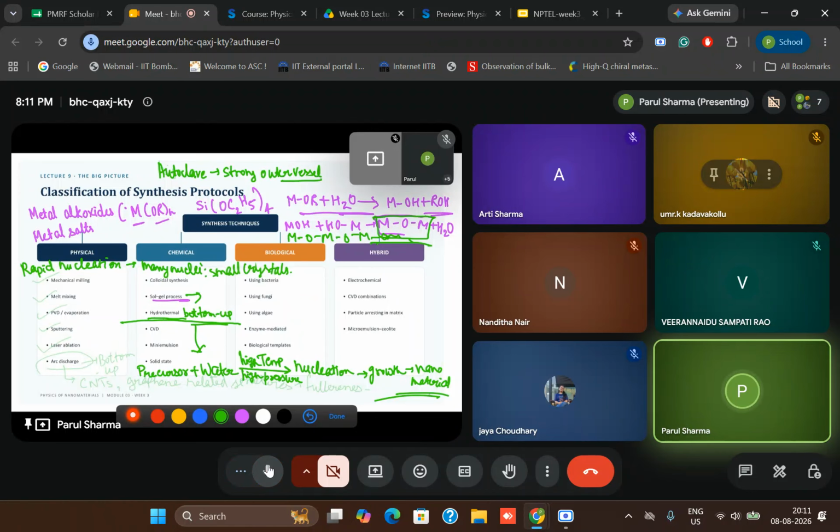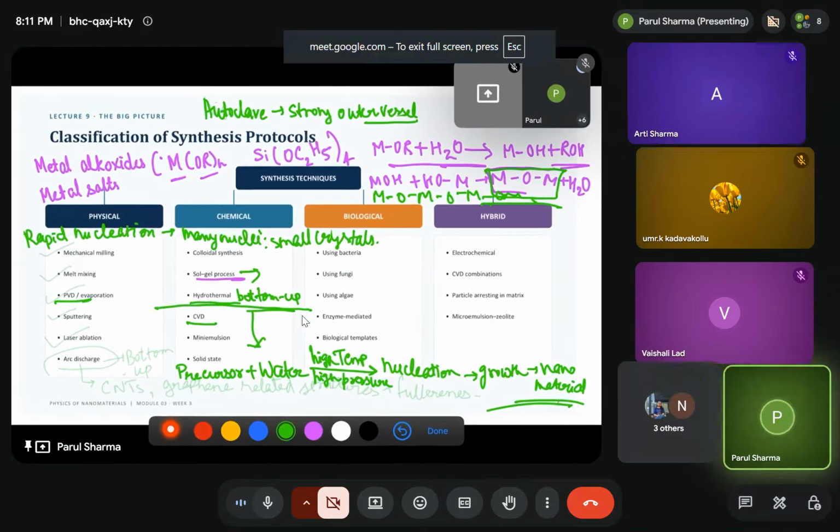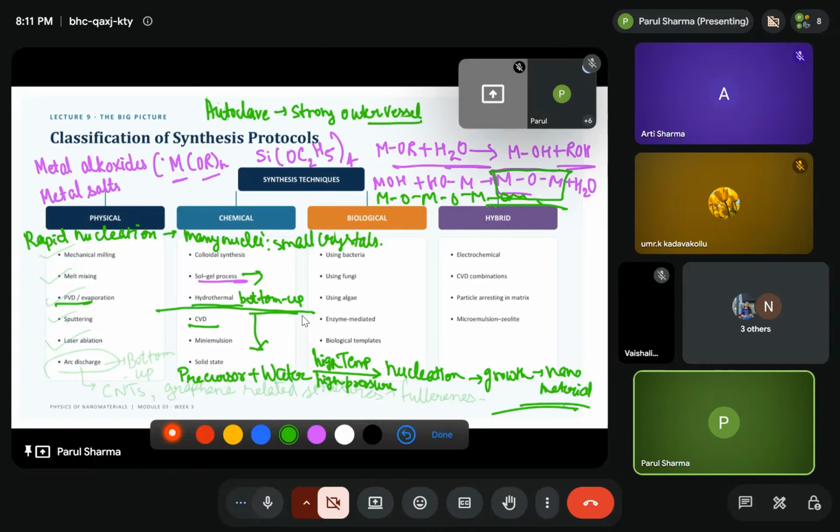Let's resume the class. We have covered up to hydrothermal. Next is CVD. Just like when we did PVD, which was physical vapor deposition, similarly CVD is chemical vapor deposition. In the case of CVD, it is also a bottom-up technique.